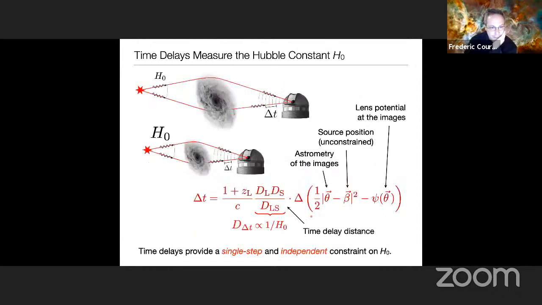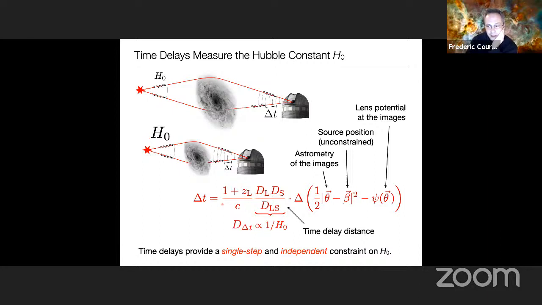Now, if you live in a large universe, then the time delay will be longer than in a smaller universe. And the time delay is inversely proportional to H naught. So in a big universe, H naught is small, time delay is long. And in a smaller universe, you shrink the time delay. That means H naught is larger.